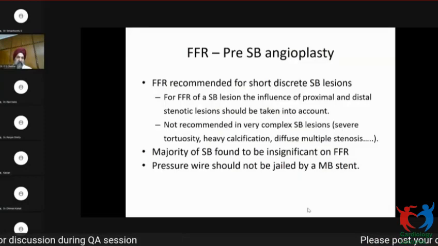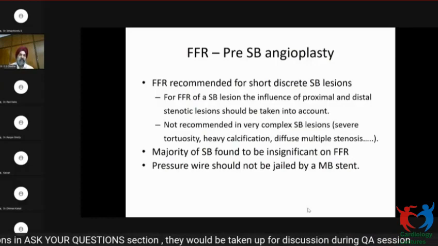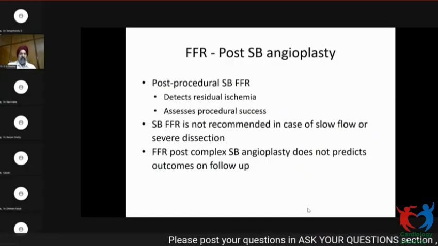And mind you, while doing this FFR, if you've decided to do a provisional strategy, never use this wire for jailing the side branch. It is absolutely not recommended. Once you've done the angioplasty, FFR is yet a very important tool for assessing the residual ischemia and finding out whether you've done the job well or not.